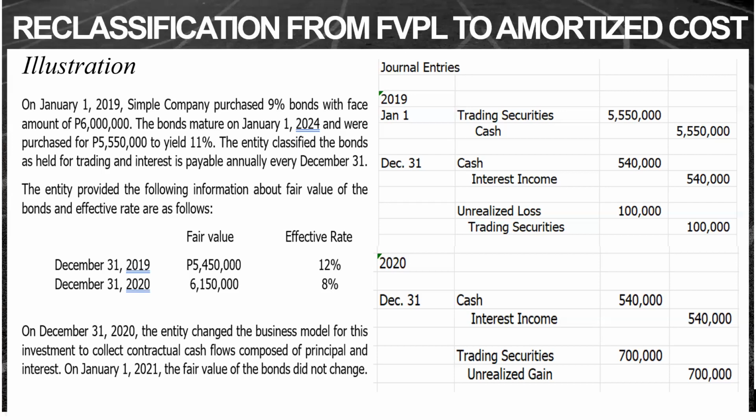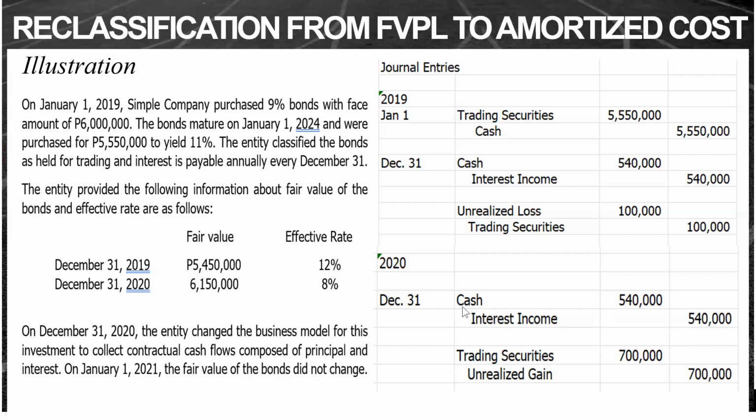So ibig sabihin, meron tayong unrealized loss amounting to 100,000. So this will be our entry. Debit to unrealized loss of 100,000, credit trading securities at 100,000. So as of this point, yung ating unrealized loss which will be reported in your profit or loss is 100,000. And then yung trading securities natin, may balance tayong 5,450,000.